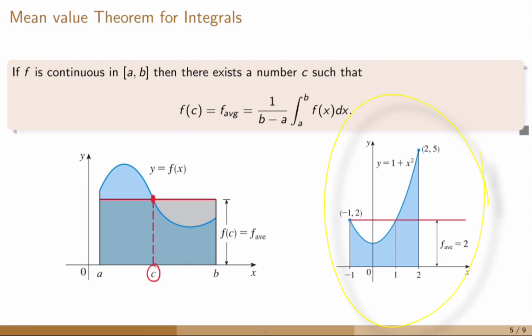Here on the right is a different function, and this actually happens twice. So here the function is equal to its mean value, and here the function is equal to its mean value. So this point c is not unique. You can have many of those points, but they do exist. It's cool.